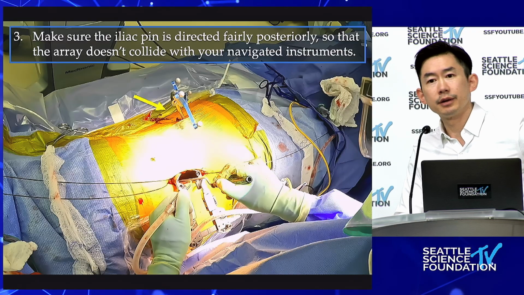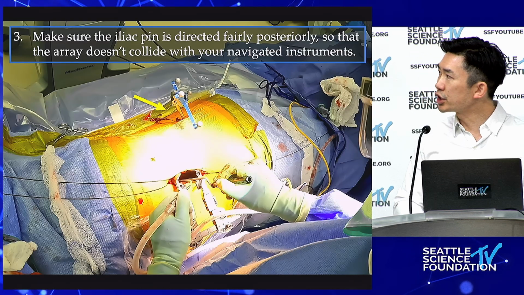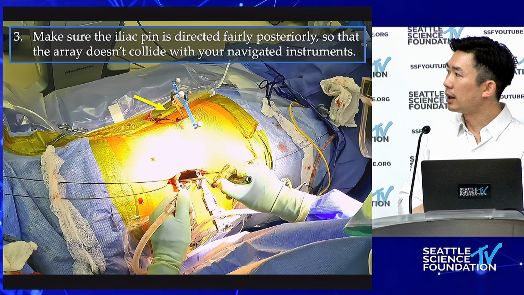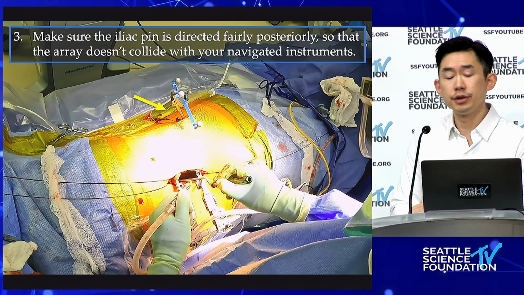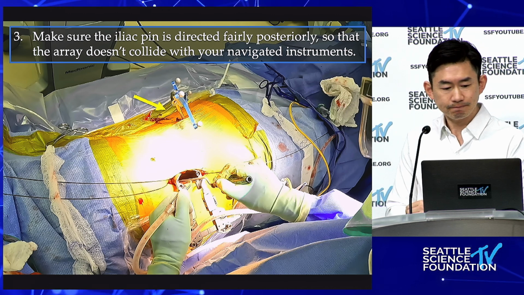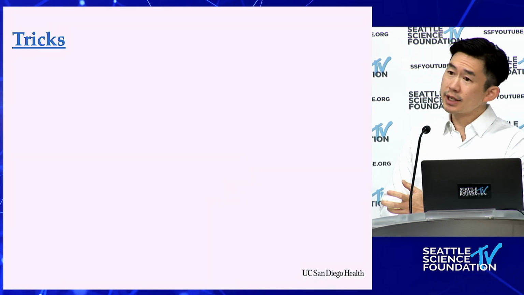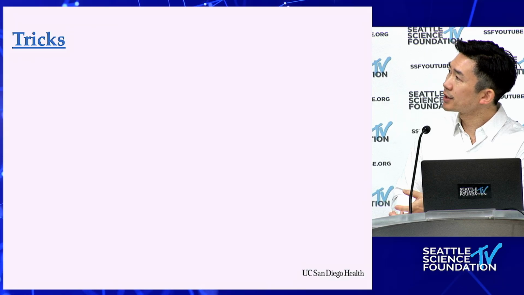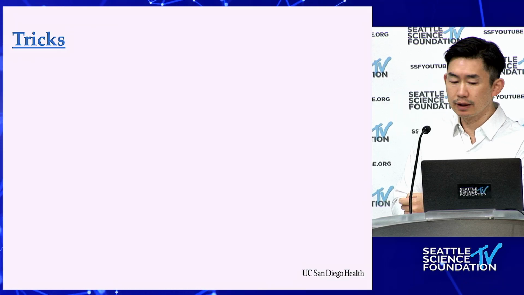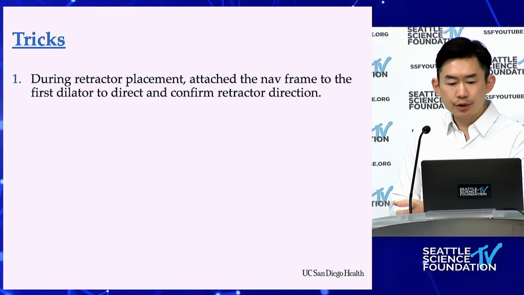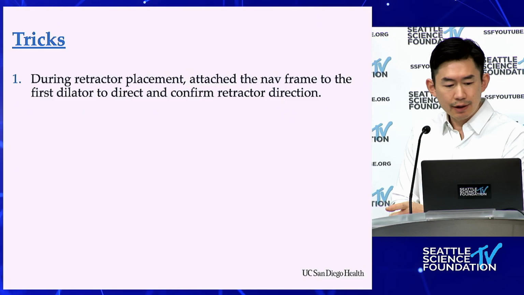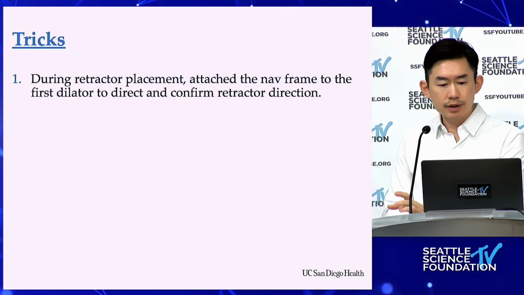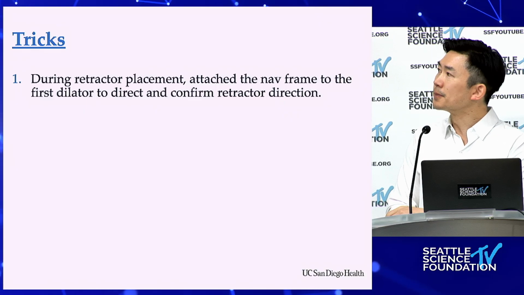You can come a little bit higher and more lateral, but just make sure it's really far out of the way, and that way it's never an issue when you're using your navigated instruments. Now, 3 tricks. Again, I'm going to tell you the tricks, and I'll show you them in detail again. During retractor placement, attach the nav frame to the first dilator to direct and confirm your retractor direction.